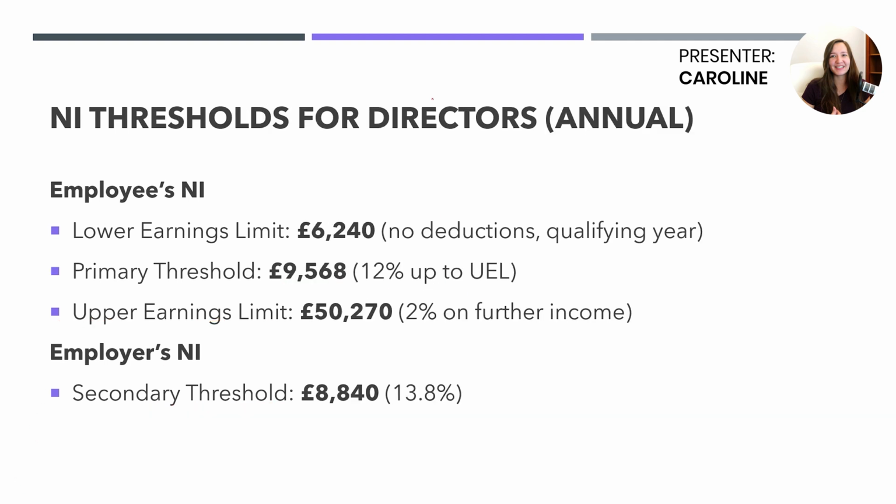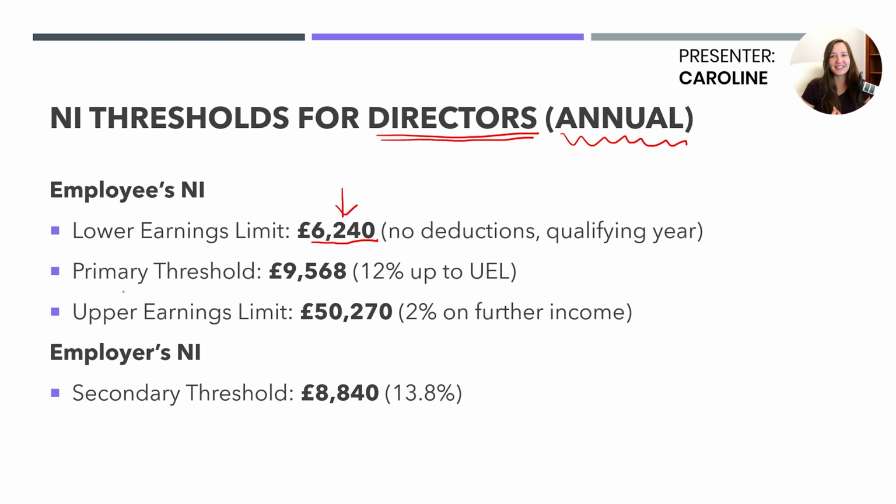And next up, we've got national insurance thresholds for directors. With company directors, you can use the annual threshold. So you don't actually start getting deductions until your salary reaches these thresholds. So for employees' national insurance, a director can earn up to £6,240 with no deductions. However, if you earn below this, you do not get a qualifying year for state pension or benefits. So you have to earn over this threshold.